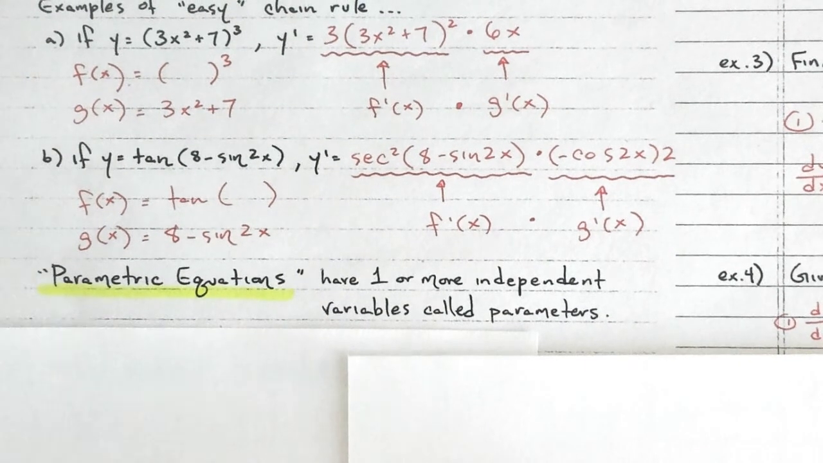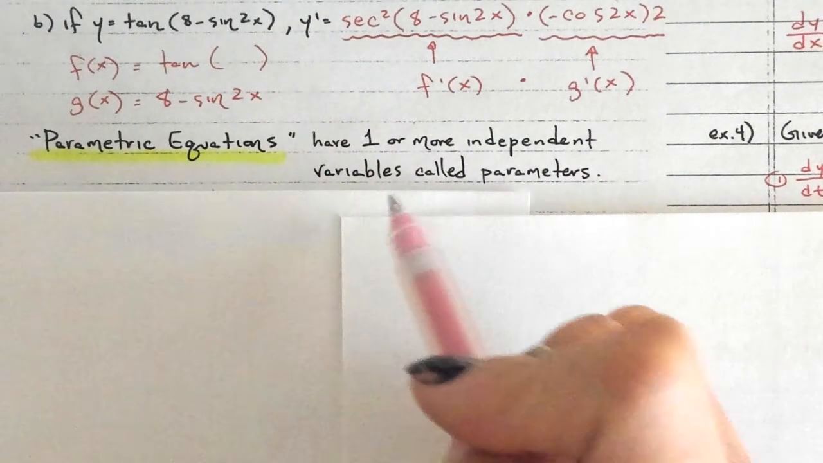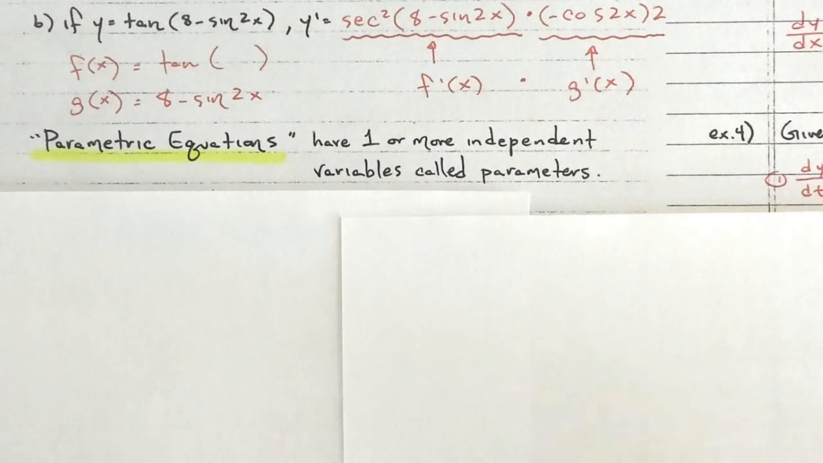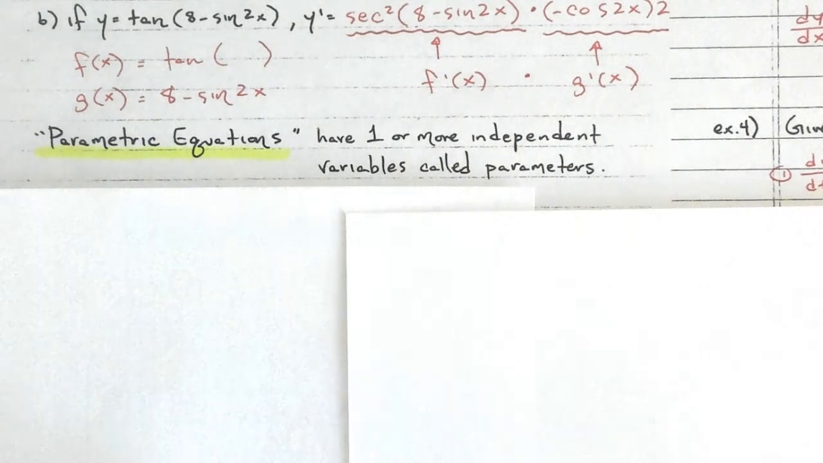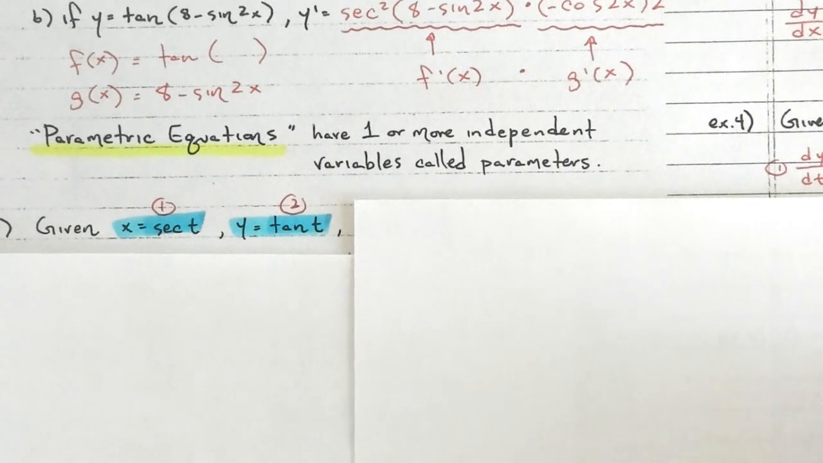Parametric equations are going to have more than one variable. So they're going to have one or more independent variables called parameters. Do you need to know that word? Not really, but when I say parametric equations, hopefully you'll remember what I'm talking about, okay? So let's say you have these 2 pieces of information.